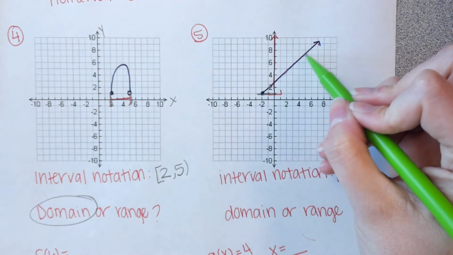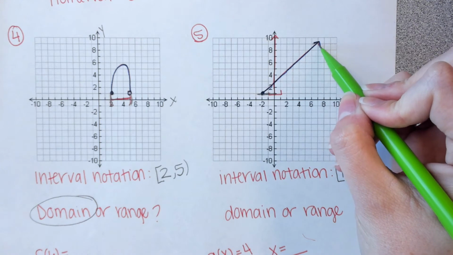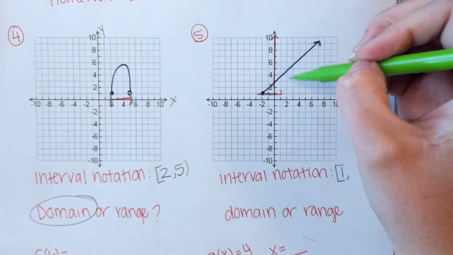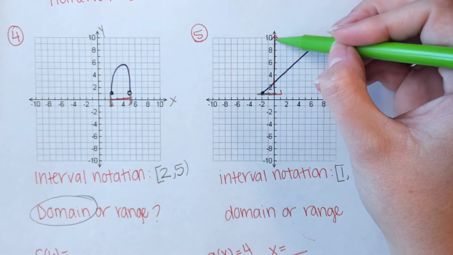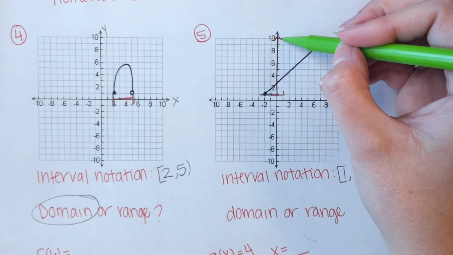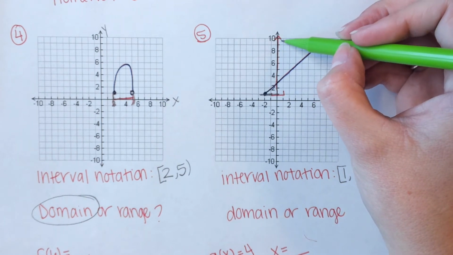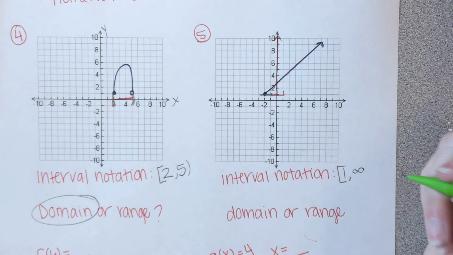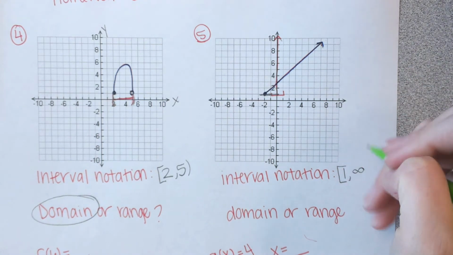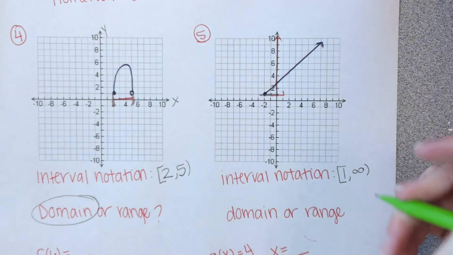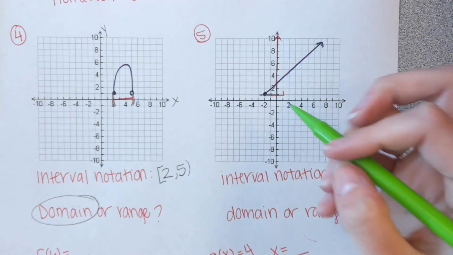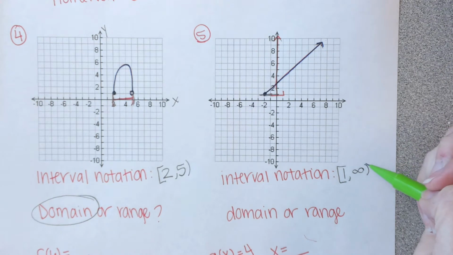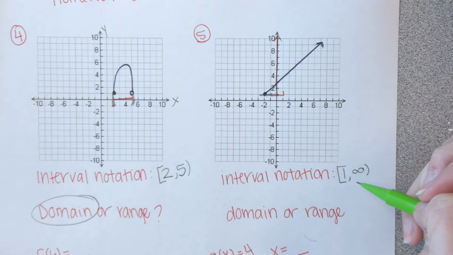And if you look at your graph this time, we have an arrow on the end. That means it goes on and on forever. So when we look at our y-axis, the shading goes on and on forever. So what do we use to denote forever? Infinity. And what do we always use with infinity? It's parentheses, because parentheses means it's not included. We don't know where this stops, so infinity always has parentheses.